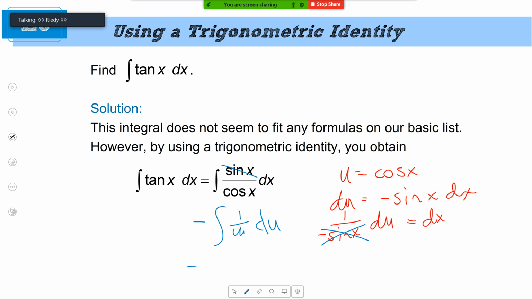Which is the opposite of the natural log of the absolute value of u plus c. Running out of space, so we'll bring this over here. Sub it back in, the natural log of the absolute value of the cosine of x plus c. Good job, Kev. There's the antiderivative of tangent.